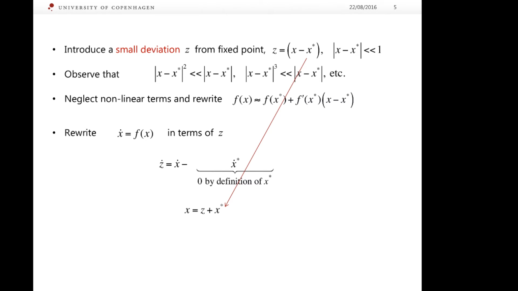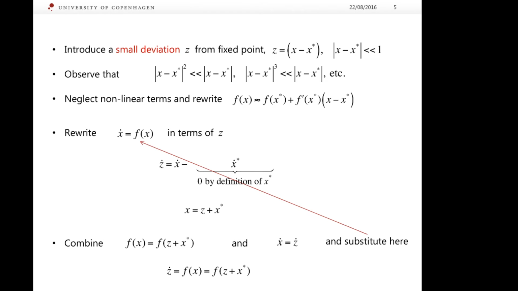We would also like to express x as a function of z, to be able to substitute this into the original equation for the dynamical system. Next, we combine the expression for f of x as f of z plus x star, plus the knowledge that x dot is indeed equal to z dot. And we substitute these two expressions into the original equation for the dynamical system.